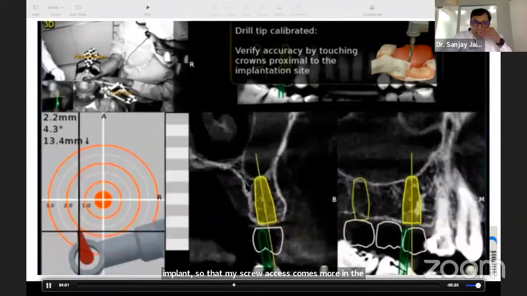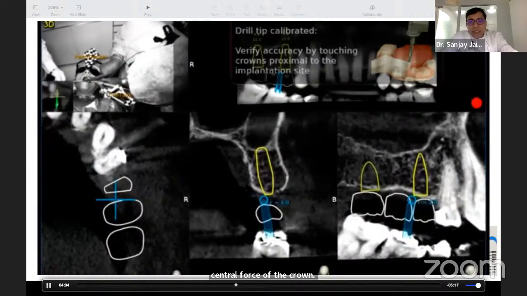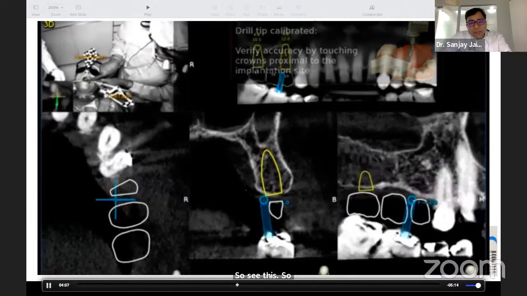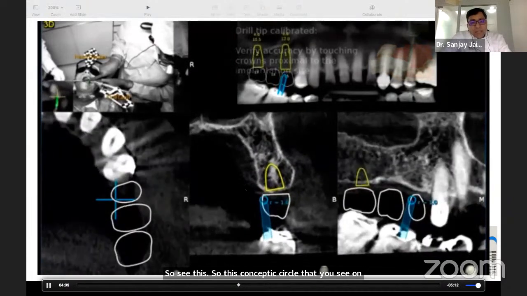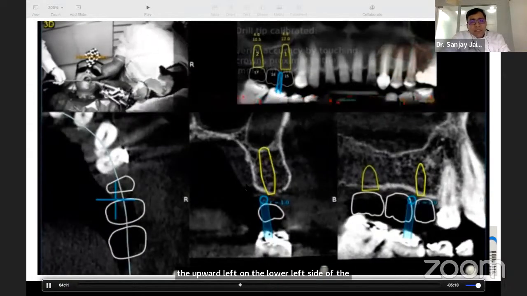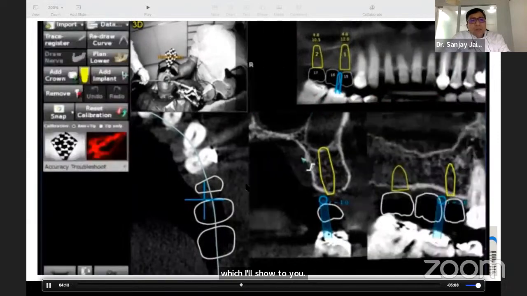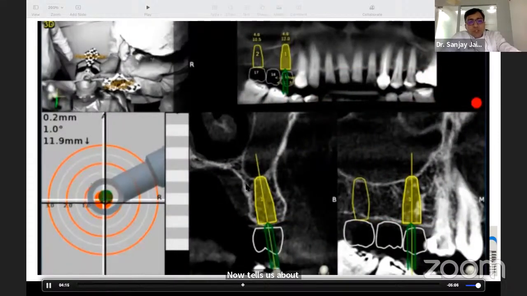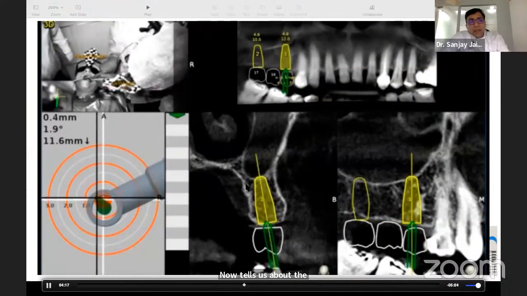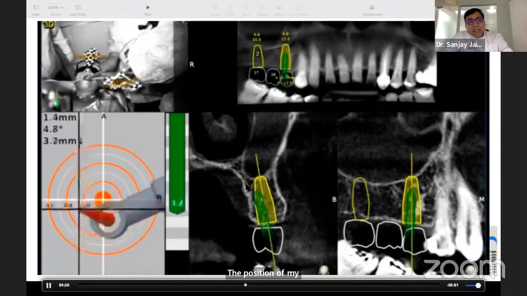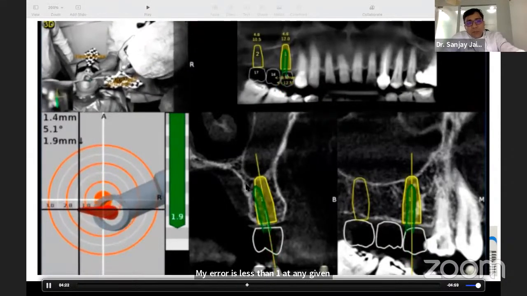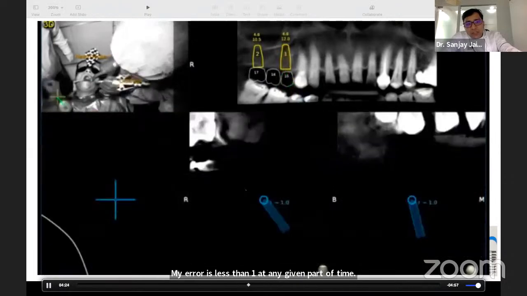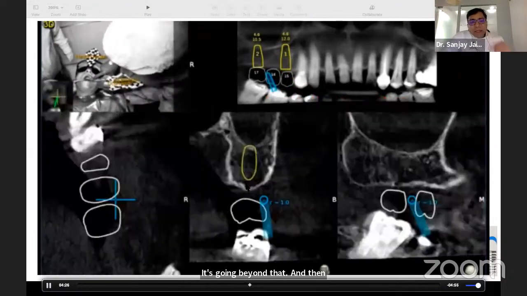See this concentric circle on the lower left side of the screen, which I'll show you now. It tells us about the position of my handpiece. Look at the error: my error is less than 1 millimeter at any given point of time. If it goes beyond that, slowly you will see the correction happen. And we went ahead.